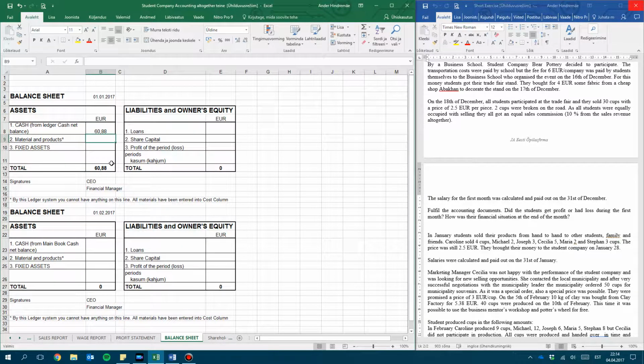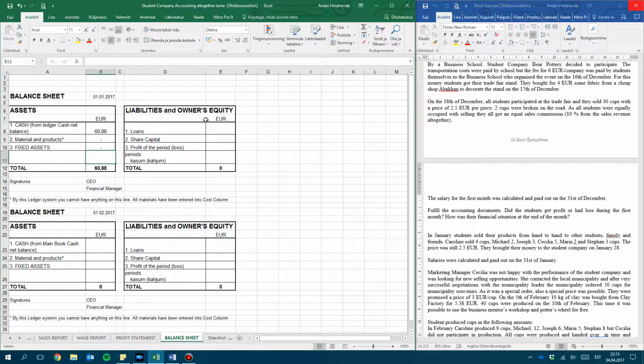We don't actually have any materials and products in the so-called warehouse because in this type of ledger system, we already deduct them in the cost. If we included them in the materials and products row over here, it would give us false results. That would again mean that we have a double entry. So even if you have the materials and products in your warehouse, just don't account for them in the balance sheet because they are already included in the cash balance. And for fixed assets, this company doesn't have any machinery or anything else.